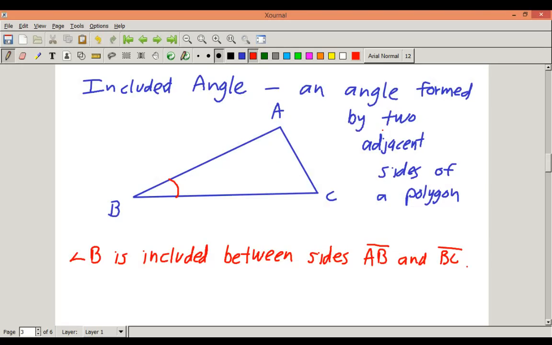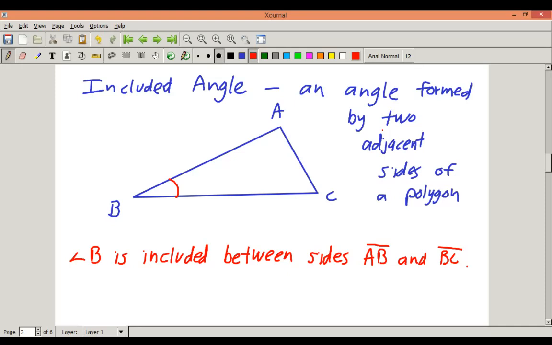Okay, so we need a little bit of vocabulary here. The vocabulary today is included angle. So what is an included angle? An included angle is an angle formed by two adjacent sides of a polygon, the polygon in this case being a triangle.